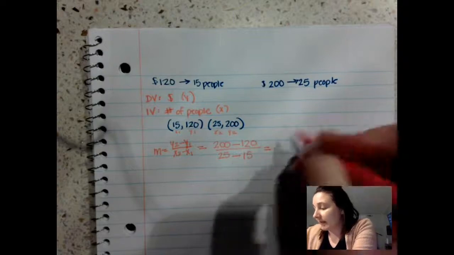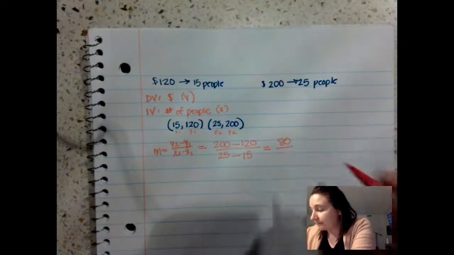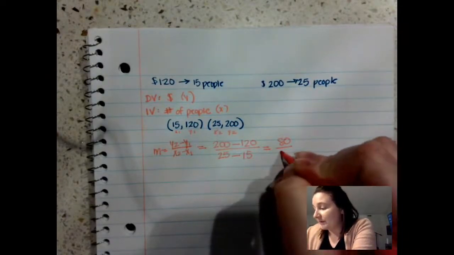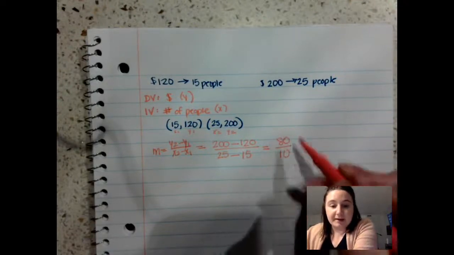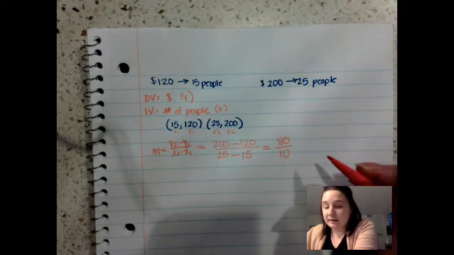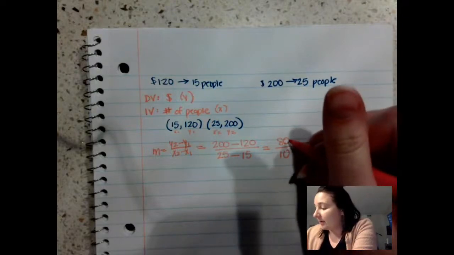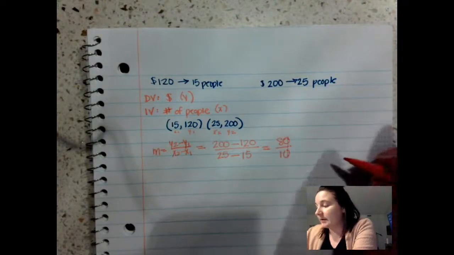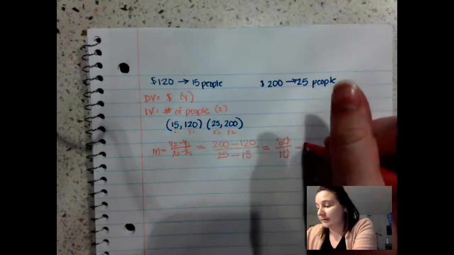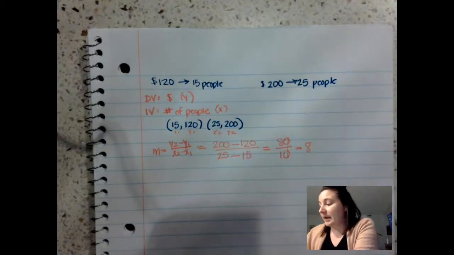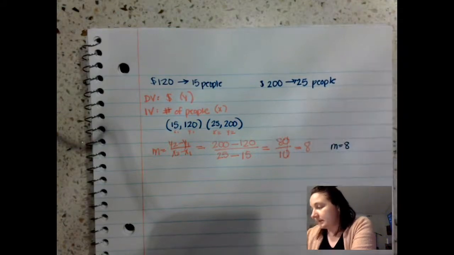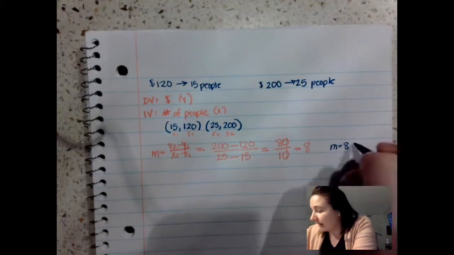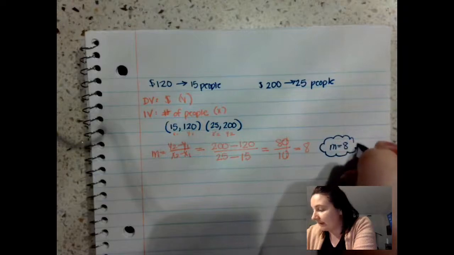So 200 minus 120 is 80. 25 minus 15 is 10. And then we want to see if we can divide this. 80 divided by 10, we can cross out those zeros. 8 divided by 1 is 8. And so M is 8. M equals 8. I'm going to put that in a little cloud because that is important. I need that for my formula.